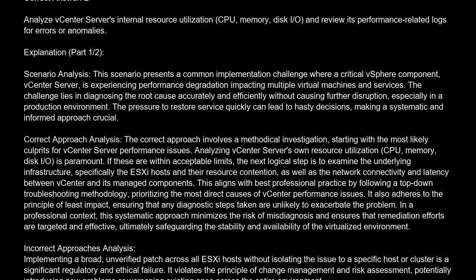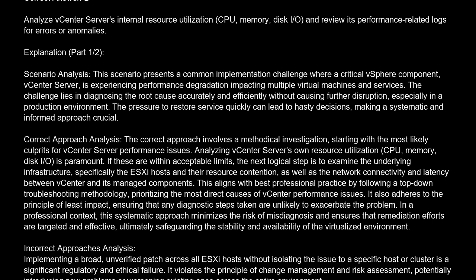Explanation. Scenario analysis. This scenario presents a common implementation challenge where a critical vSphere component, vCenter server, is experiencing performance degradation impacting multiple virtual machines and services. The challenge lies in diagnosing the root cause accurately and efficiently without causing further disruption, especially in a production environment. The pressure to restore service quickly can lead to hasty decisions, making a systematic and informed approach crucial.